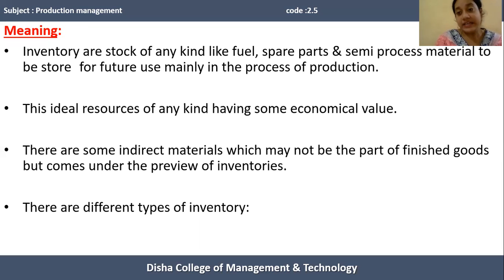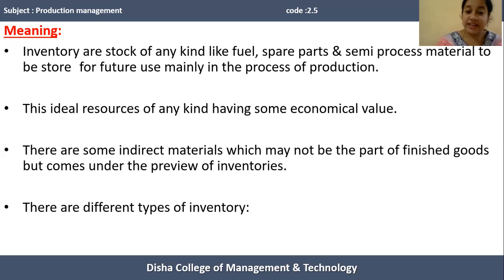And these items mean the raw materials, work in progress, fuels, lubricants, spare parts, and other stocks. Generally these have an economic value, a certain financial value. By consuming these things, a firm is able to manufacture a unique product.